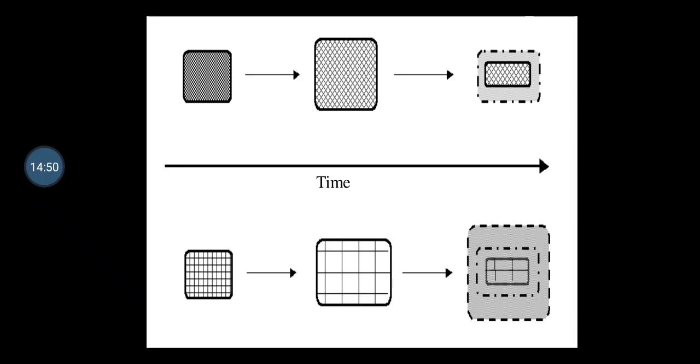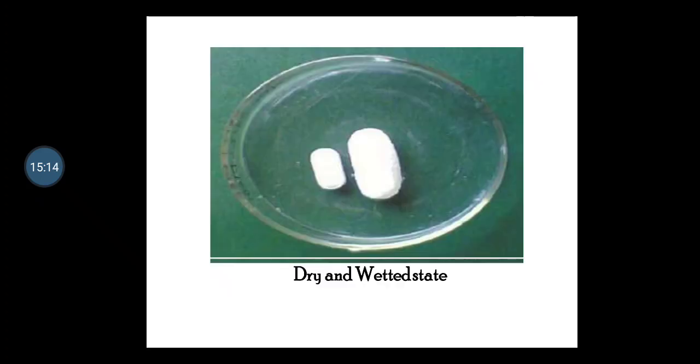The extensive swelling of these polymers is due to the presence of physical or chemical cross-links in the hydrophilic polymer network. Such cross-linking prevents the dissolution of the polymer and hence maintains the physical integrity of the dosage form. Next, this is the picture of the tablet in the dry and in the wetted state. A balance between the extent and the duration of swelling is maintained here by the degree of cross-linking of the polymer.